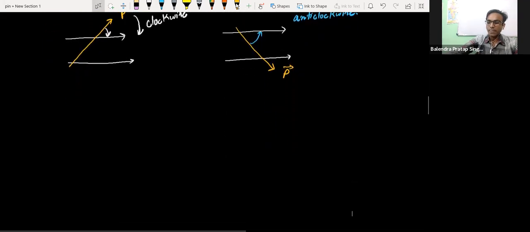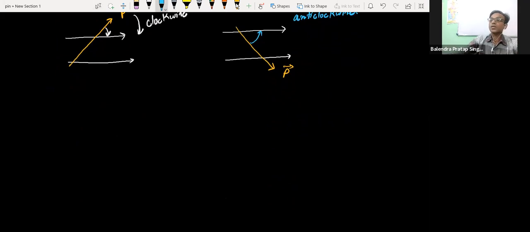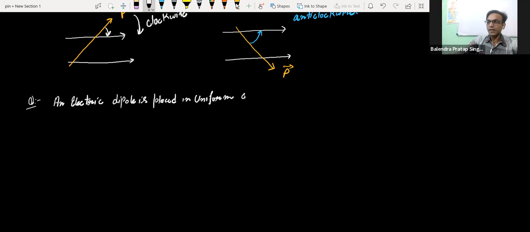So the problem is, the question: an electric dipole is placed in a uniform electric field as shown in figure. Calculate torque on dipole.